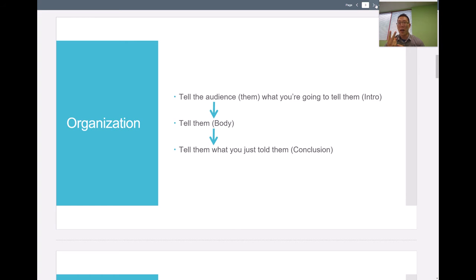Number 2, tell them the things that you want to share. It's not an introduction anymore, so you have more details. So, if you were giving reasons in an argumentative essay, you would tell them what the reasons are and explain those reasons. Number 3, the last part, is to conclude, to summarize, and tell them what you just told them.